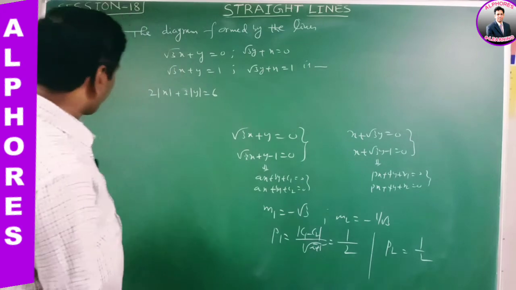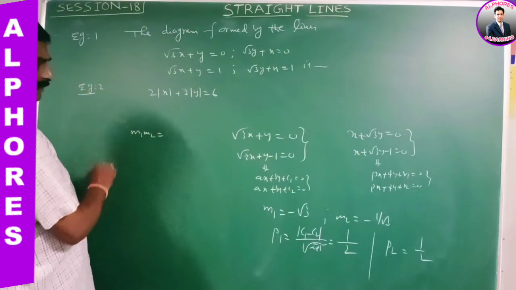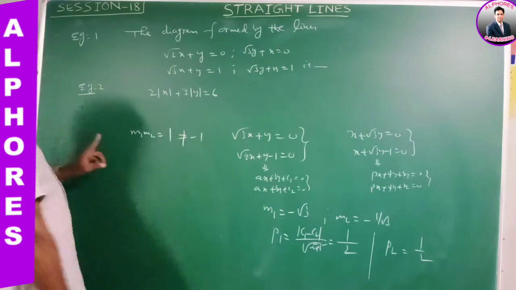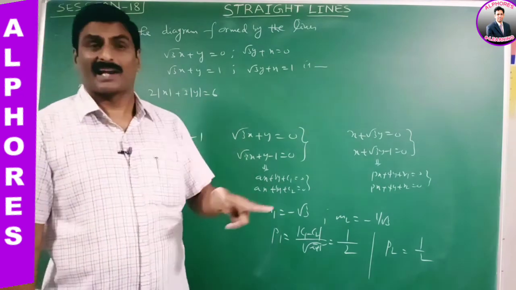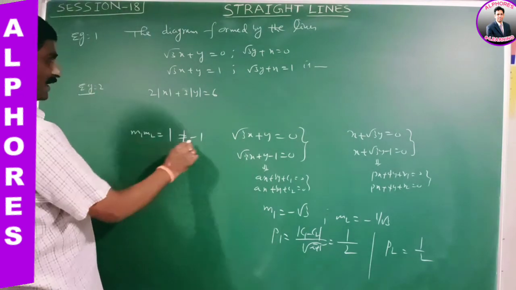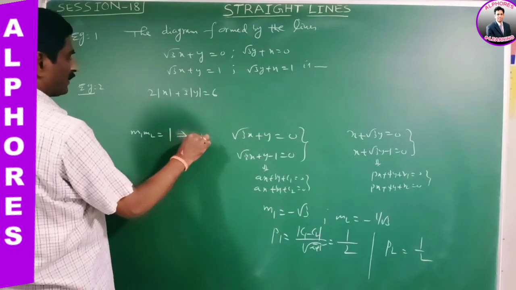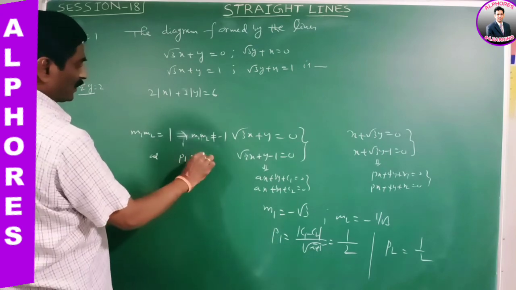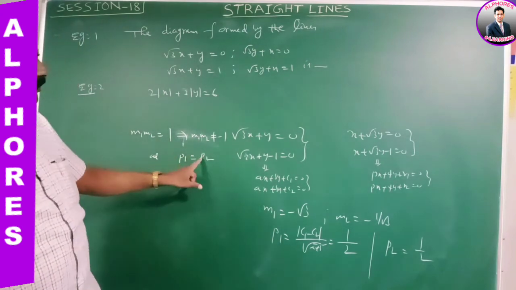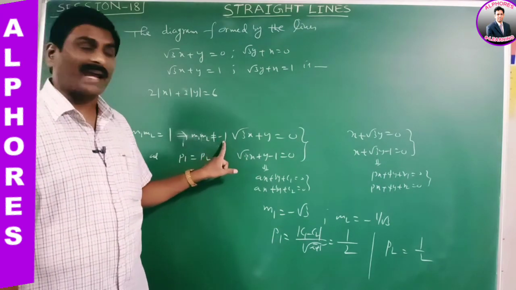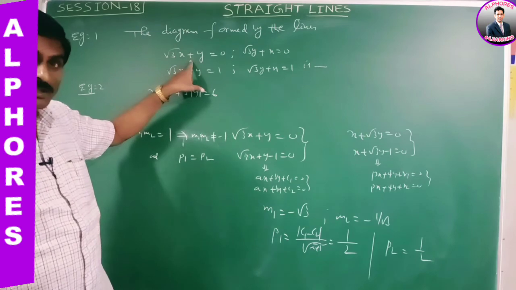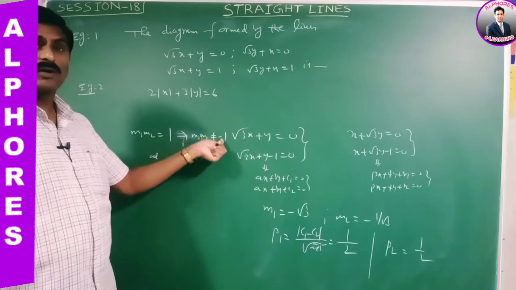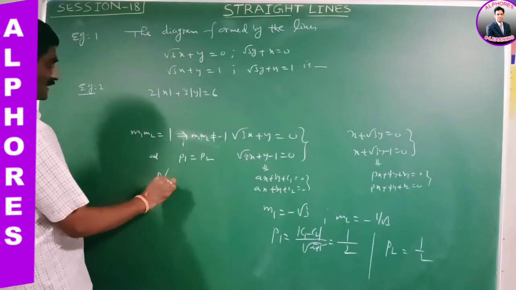Please observe the values. Clearly, what is the value of m1 m2? m1 m2 is nothing but minus root 3 into minus 1 by root 3, that means 1, not equal to minus 1. If m1 m2 is equal to minus 1, the angle between the adjacent sides is 90 degrees. Here m1 m2 not equal to minus 1. And what is the value of p1? p1 is equal to 1 by 2, p2 is equal to 1 by 2, p1 is equal to p2, and m1 m2 not equal to minus 1. So, the diagram formed by these lines must be a rhombus. The opposite distance between the parallel sides is equal, and the angle is not equal to 90 degrees. So, the diagram formed by these lines is a rhombus.